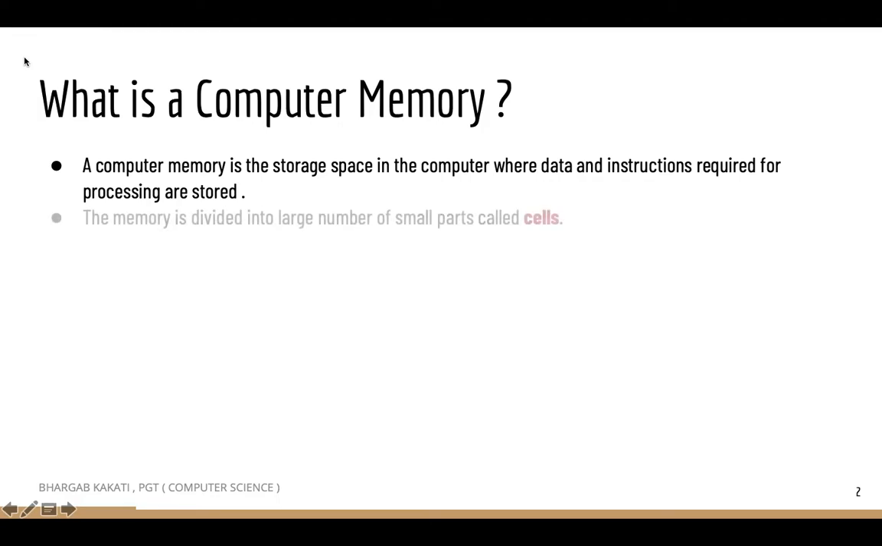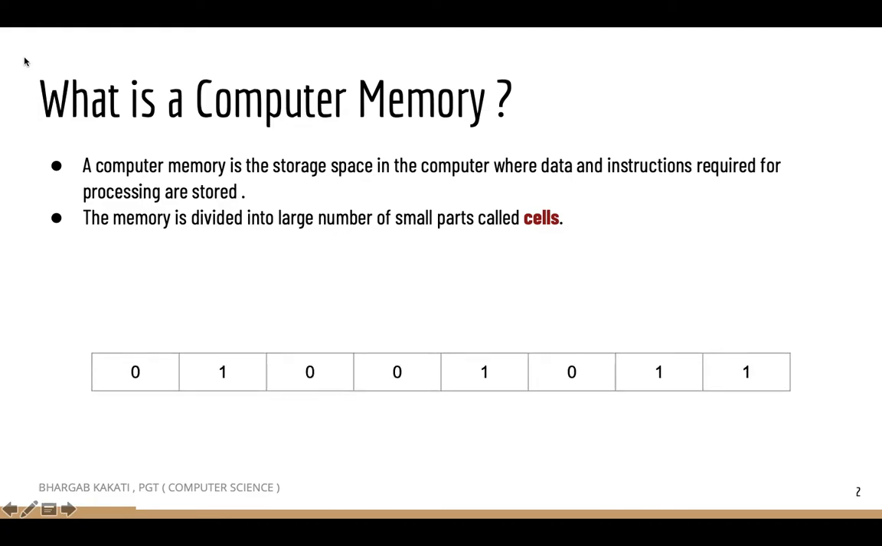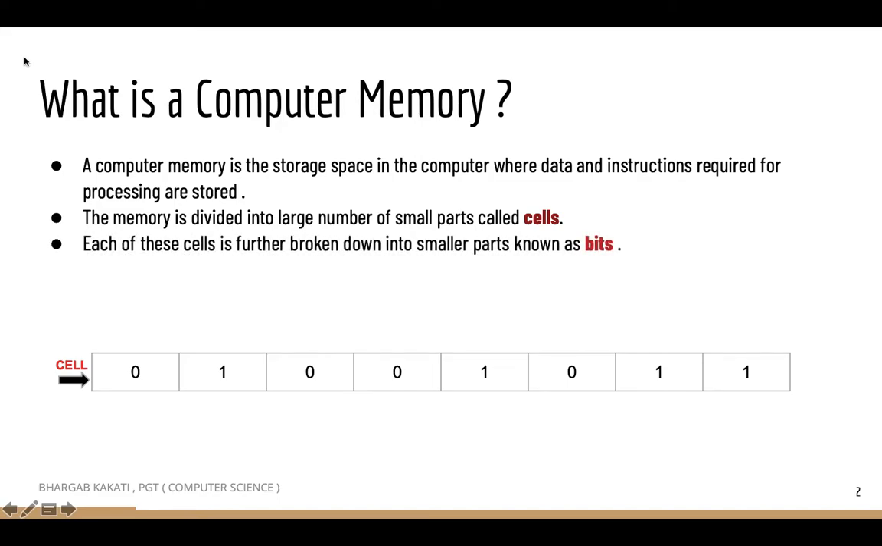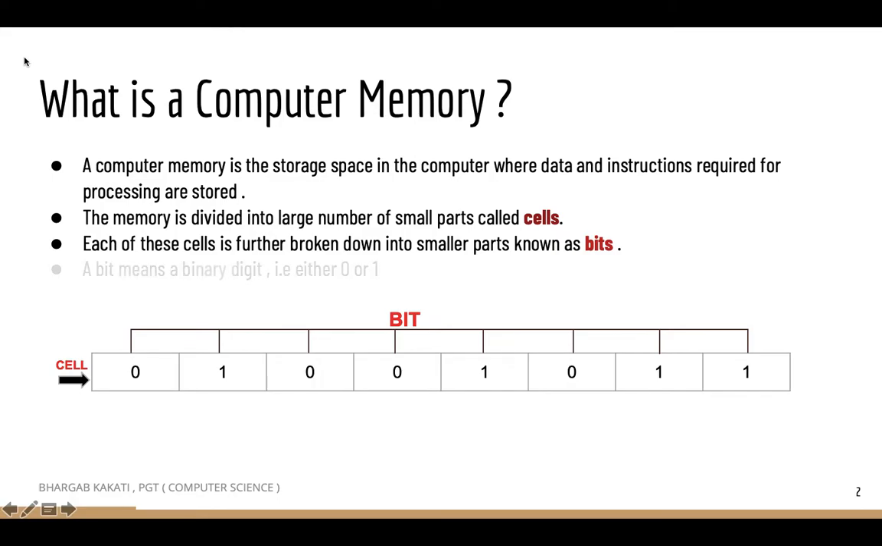as computer memory. The memory of a computer is divided into a large number of small parts called cells. So as you can see here, this is a part of the computer memory. The computer memory is divided into a large number of small parts. These are known as cells. Each of the cells is further broken down into small parts known as bits. As you can see, this is a complete cell and one cell is divided into certain smaller parts. These small parts are known as bits, B-I-T-S.